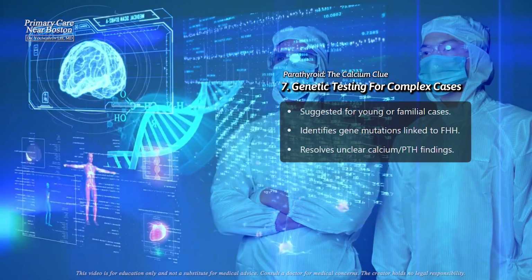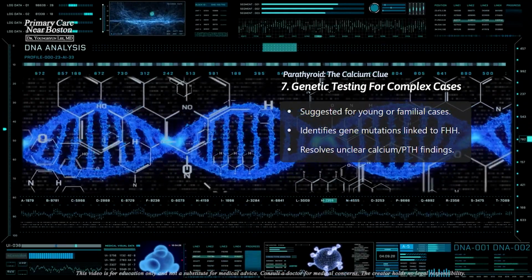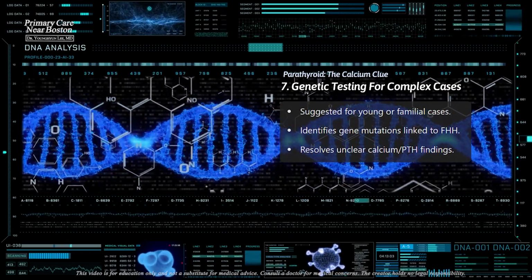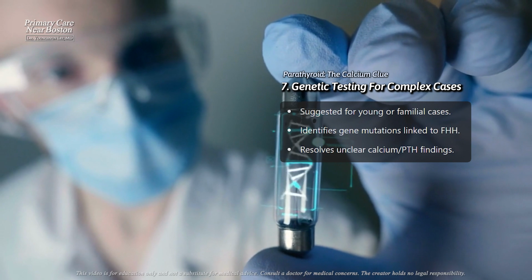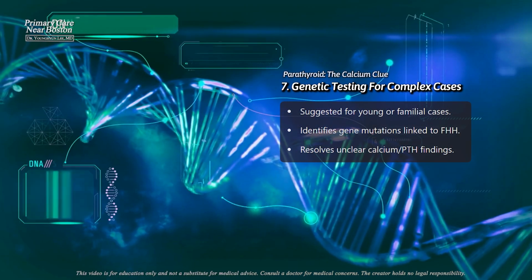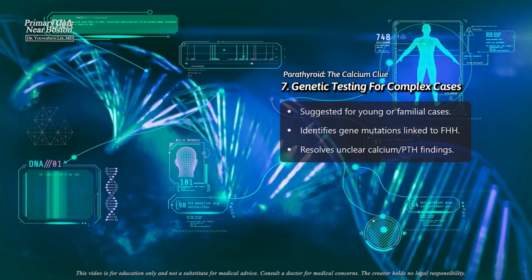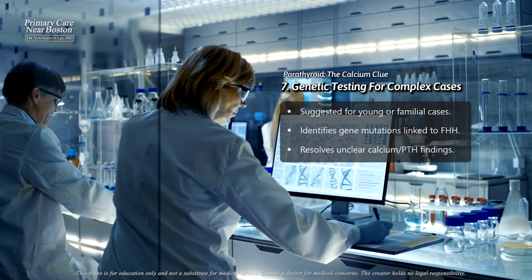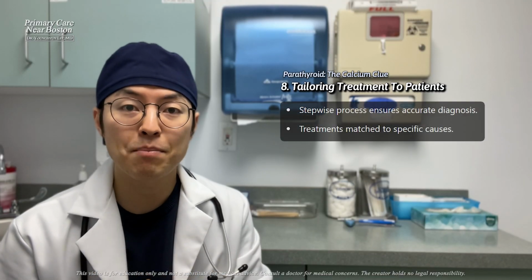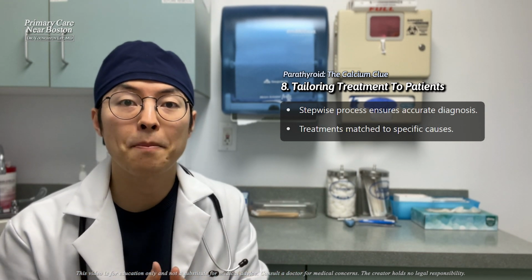In more complex cases, genetic testing might be suggested. This is particularly relevant for young patients, those with a family history of similar conditions, or when the calcium and PTH findings are unclear. Genetic tests look for mutations in specific genes associated with familial hypocalciuric hypercalcemia or other familial syndromes affecting the parathyroid. Through this step-by-step approach, doctors can pinpoint the exact cause of high calcium levels and tailor treatments to the patient's needs.